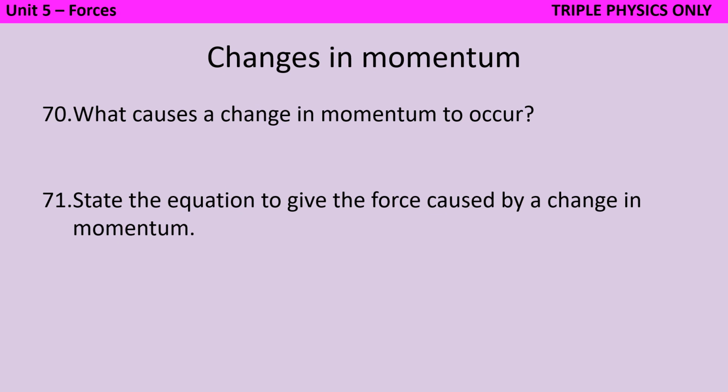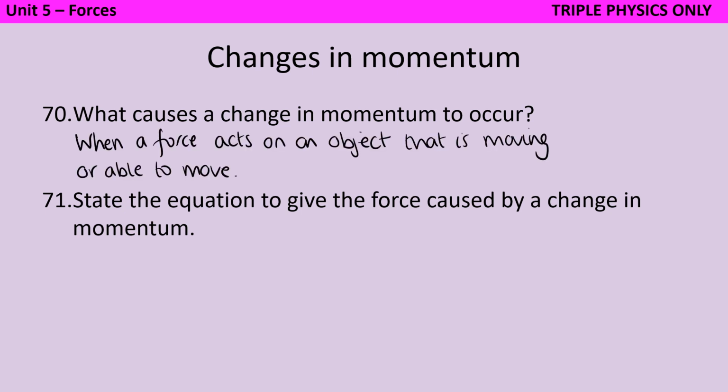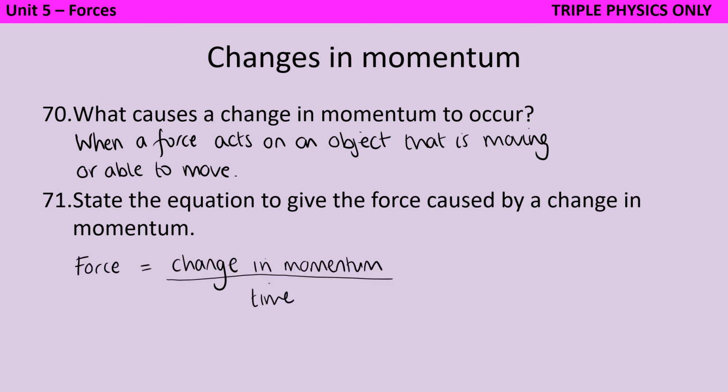Finally, if you're taking GCSE Physics, or what we often call triple science, there are a couple of other little bits about momentum that you need to know. So firstly, a change in momentum occurs when a force acts on an object that is already moving or that is capable of moving. In order to calculate the size of the force that is experienced, we work out the rate of change of momentum. So the change in momentum divided by the time. In other words, the faster that the momentum changes, the greater the force that an object will experience.